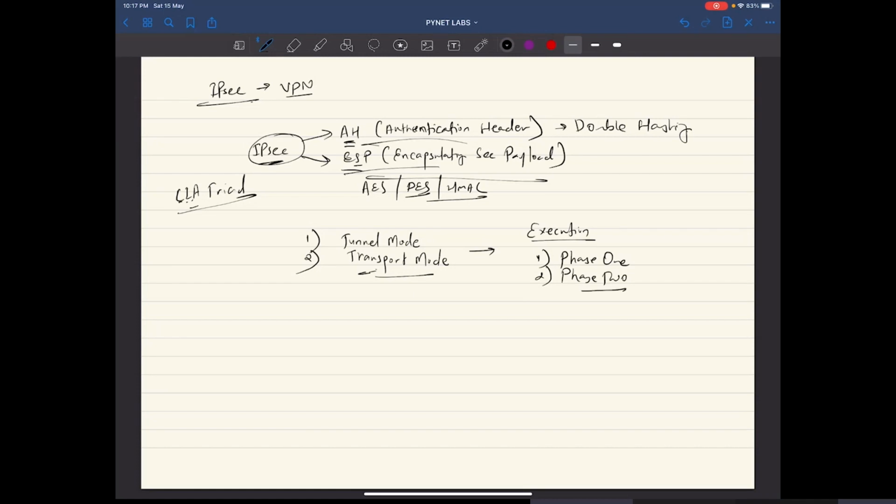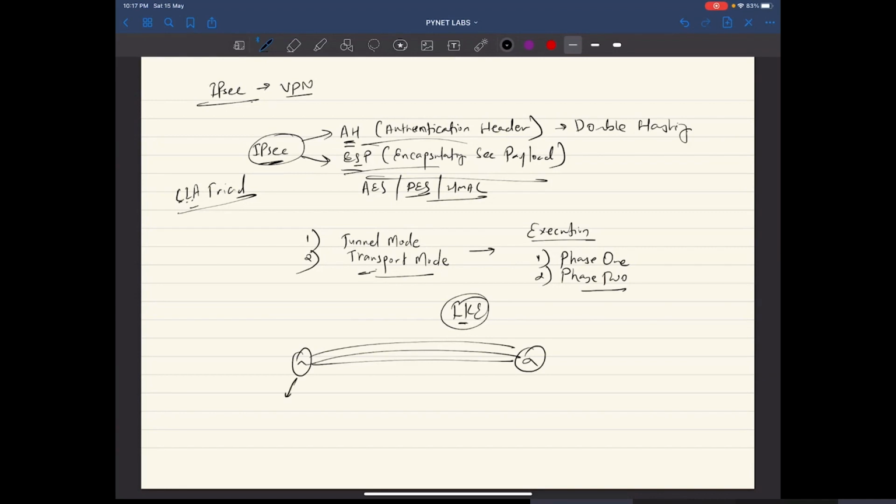In phase 1, the IPsec negotiations are basically done. In the very first step, the IPsec peers are authenticated, protecting the identities of the peers. Then IKE, Internet Key Exchange, comes into play and these negotiations are done. It might be possible that at one end and the other end you need to create a tunnel between these two.